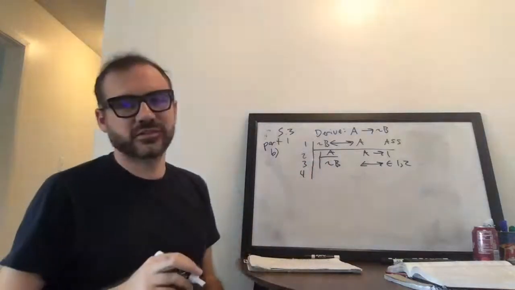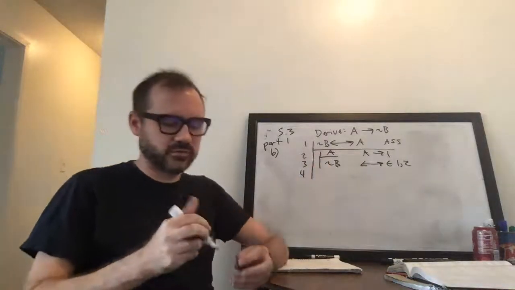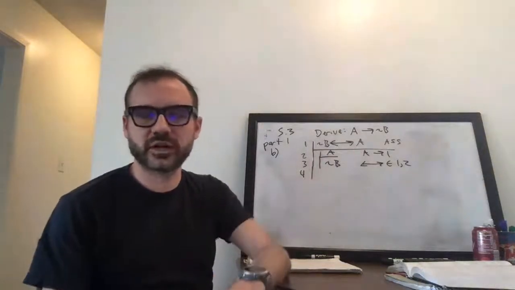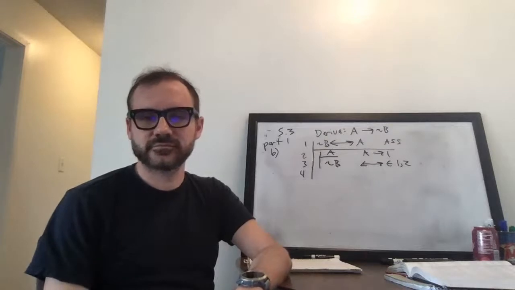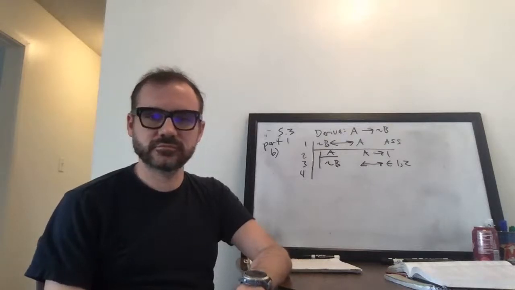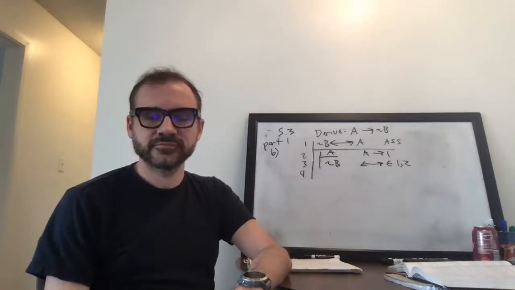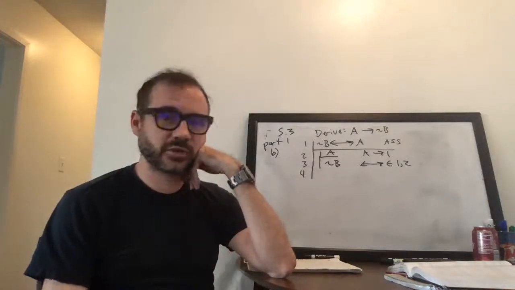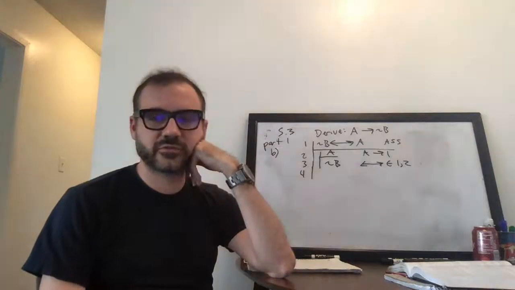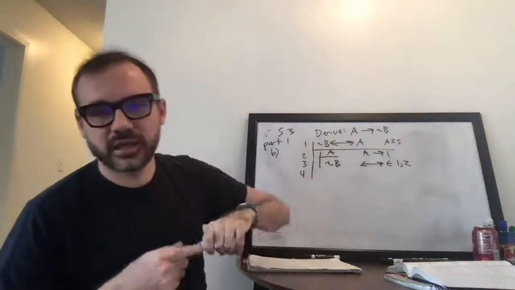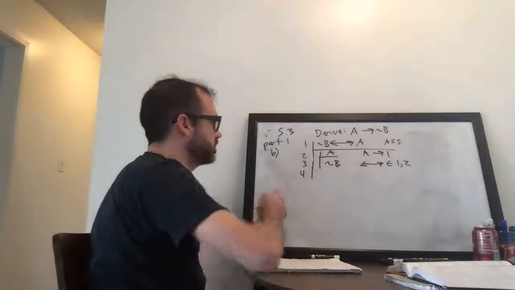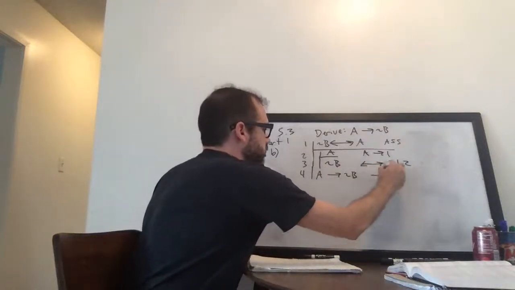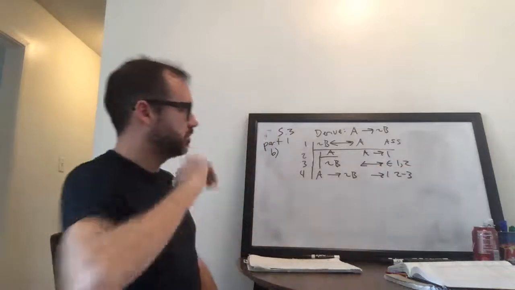So what about line 4? Maybe I don't even have to say much more. It'd be great if you could just tell me exactly what the last thing is here. Are you overthinking it? Look at the problem and just tell me what's line 4. Okay, A arrow tilde B, conditional introduction 2 to 3. There you go, that's it.